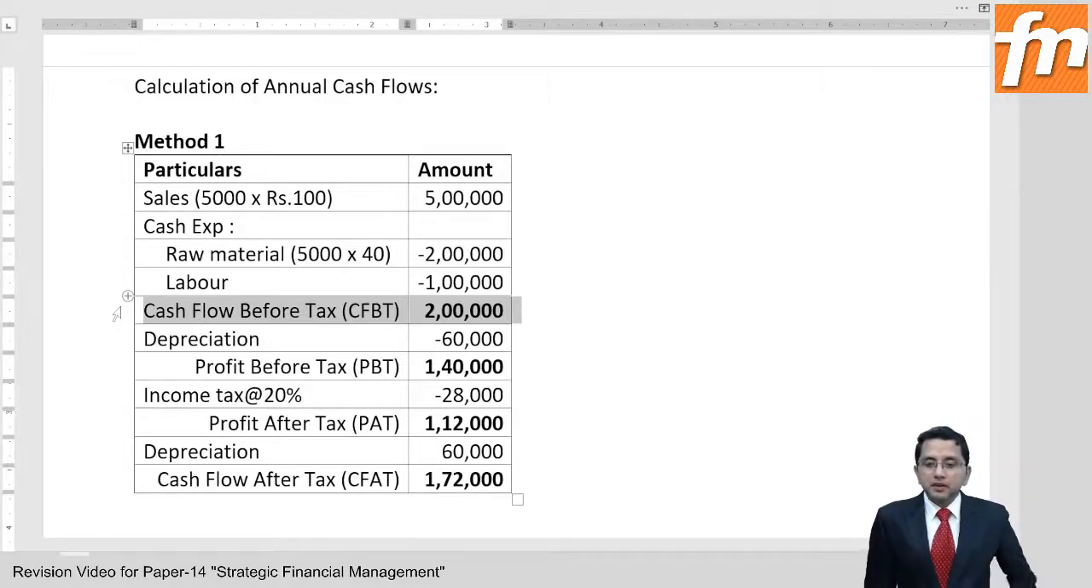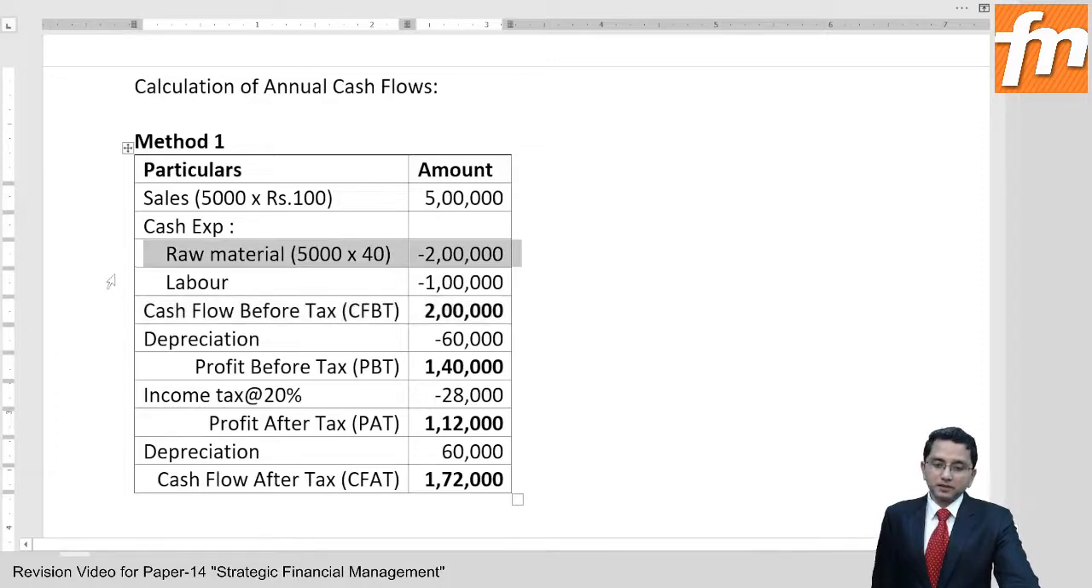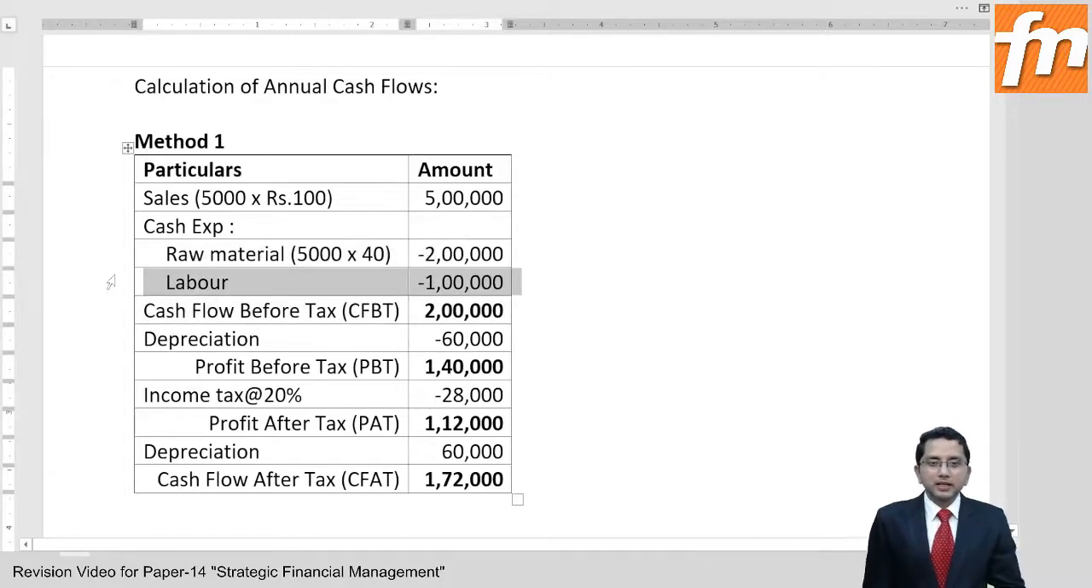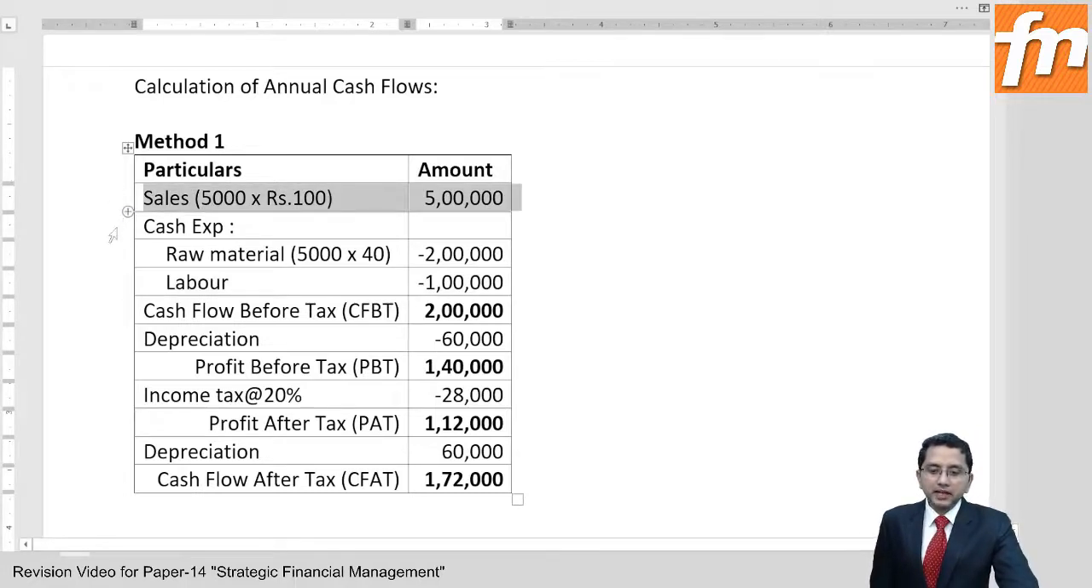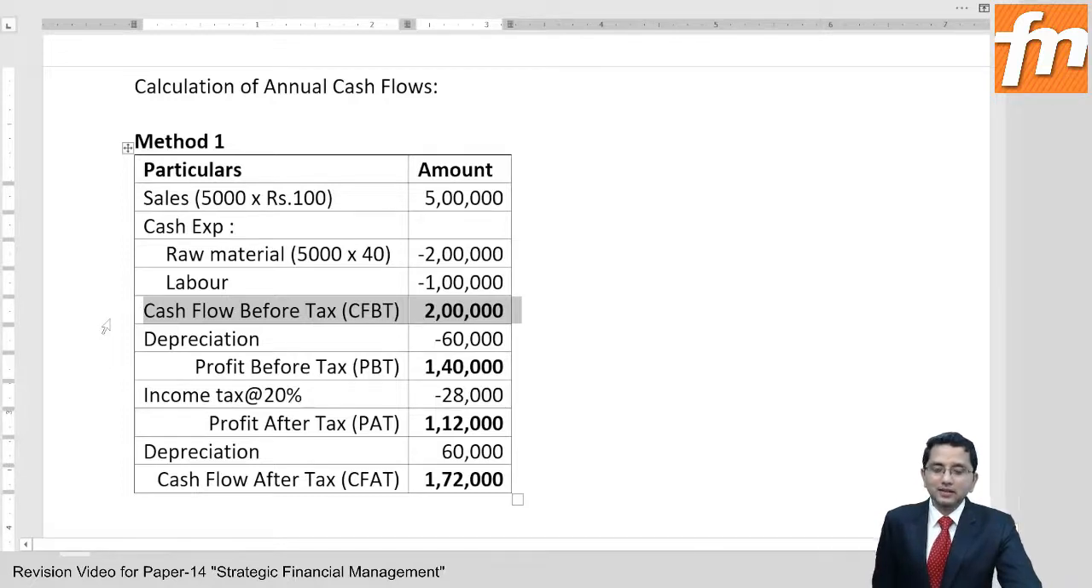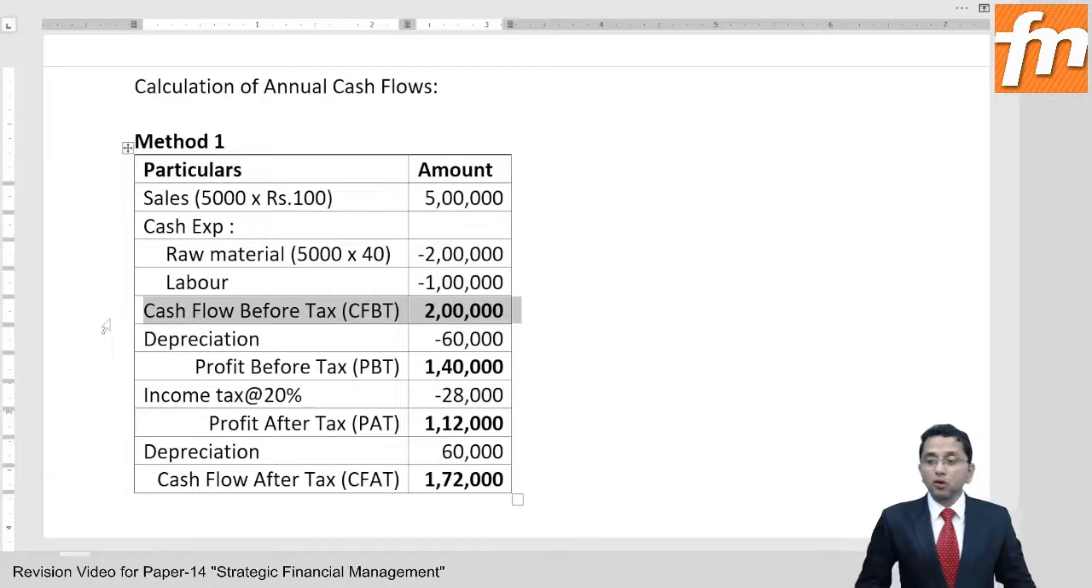Cash income. See, again, this includes outstanding expenses. When I say cash, it means which is to be paid in cash either today or tomorrow or yesterday you have already paid. When I say non-cash, that means which is permanently non-cash, like depreciation. You'll never pay for it in future. So cash income minus cash expenses gives you cash profit. So far you have not deducted tax, and that's why you name it as cash flow before tax.